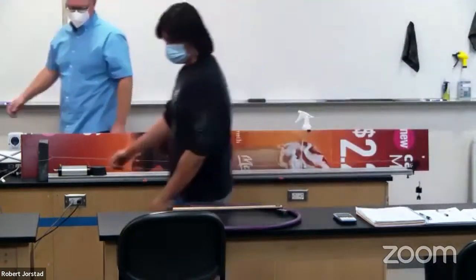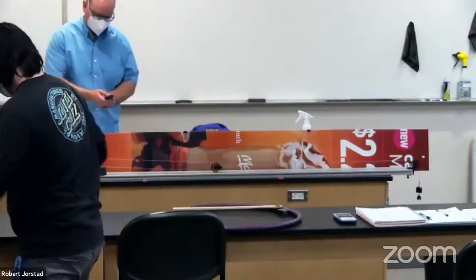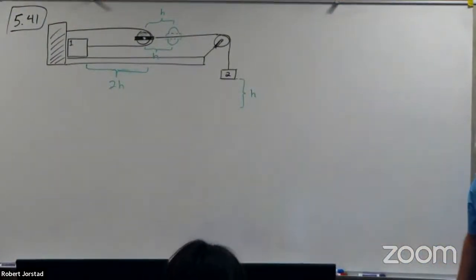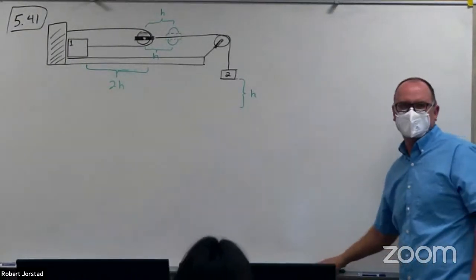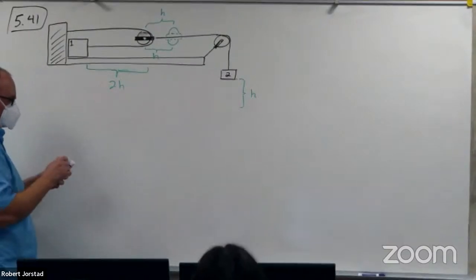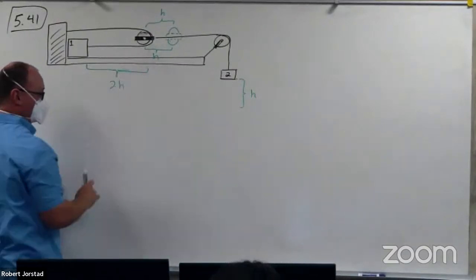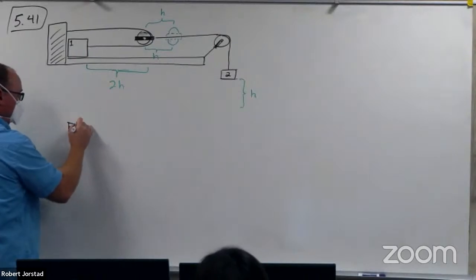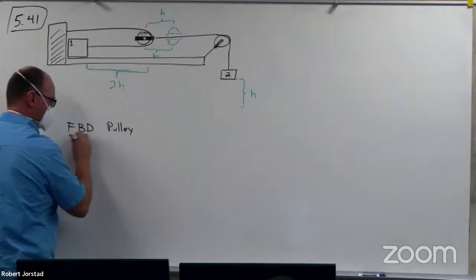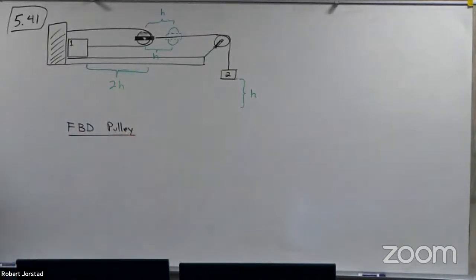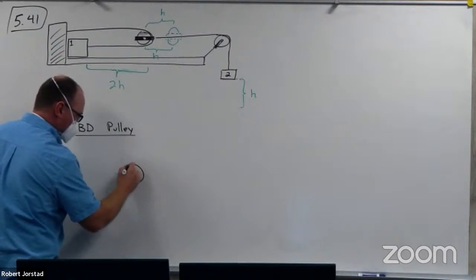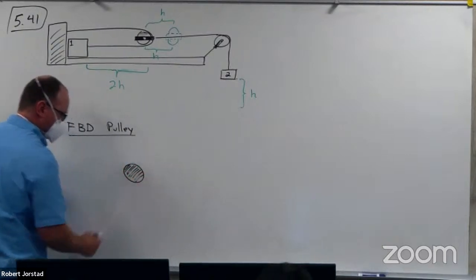Okay. So we see that this logic is valid. I want to talk to you about one special part of this. I want to draw an FBD for the pulley itself. We haven't done a lot of pulley work, so I'm trying to teach you everything I can think of about pulleys that might be useful. So I'm just going to be lazy here and draw the pulley as a disc like this, okay?